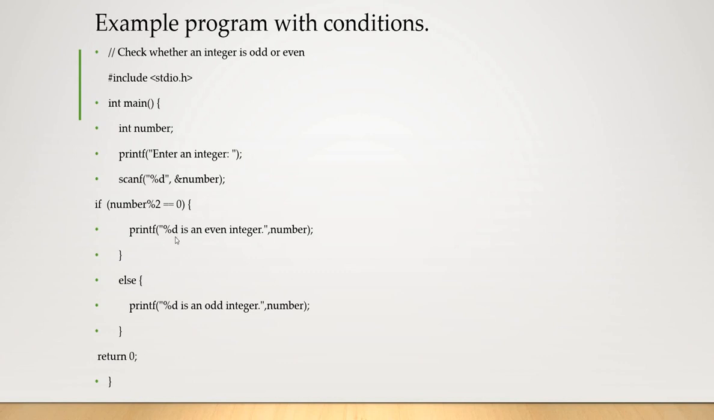Therefore, print of this number, that means 2 is an even integer. Percentage d is an even integer, comma number. So what is this number? 2. We are getting input from the user as 2. So this number 2 goes here. 2 is an even integer.